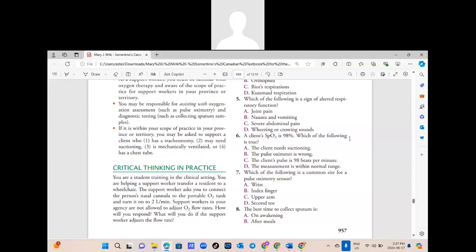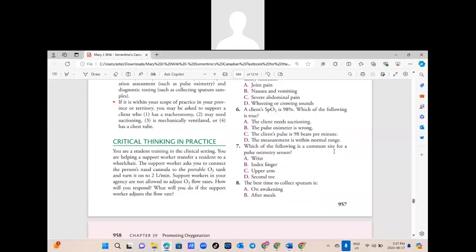Number six, a client's SpO2 is 98%. Which of the following is true? A. The client needs suctioning. B. The pulse oximeter is wrong. C. The client's pulse is 98 beats per minute. Or D. The measurement is within the normal range. So the correct answer is letter D. The measurement is within normal range, right? So 95 to 100. Okay, next.